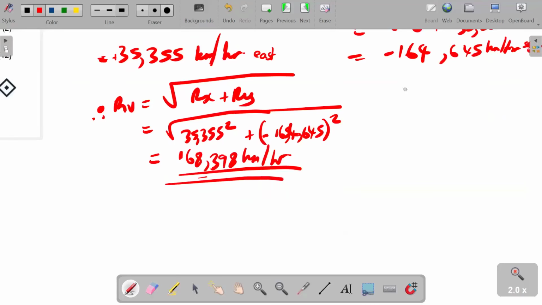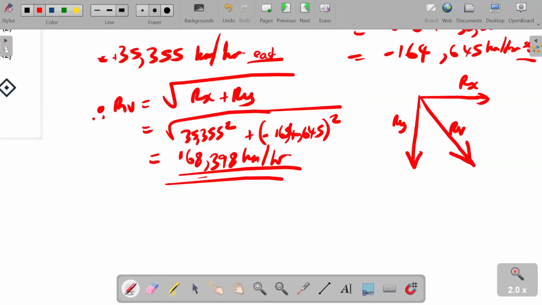How about the direction? We got east for Rx and south for Ry. So we shall draw them as such. There is our Ry going downwards. There is our Rx going to the east. It means at the center is where we are now drawing our RV, the resulting velocity. So this is where it's going. So we have the option of either calculating this angle or calculating this angle.